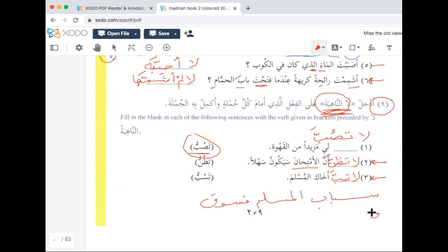وَقِتَالُهُ, and killing him or fighting him, وَقِتَالُهُ كُفْرٌ. Cursing your Muslim brother is an open transgressive sin, and killing him or fighting him is disbelief.